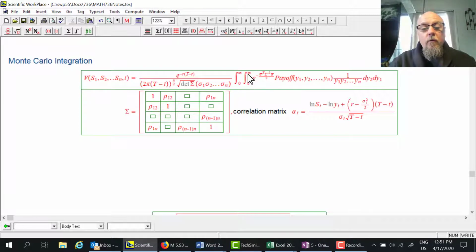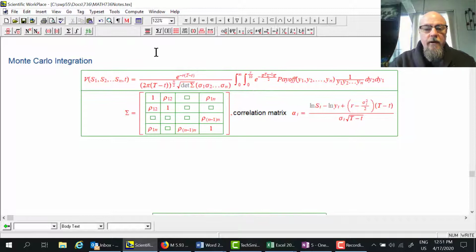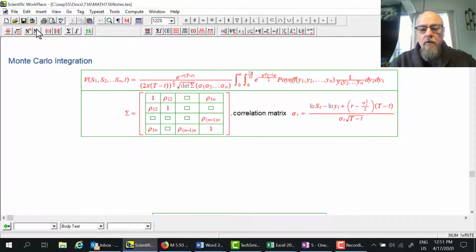We're going from 0 to y2 over 10, right? We're integrating with respect to the y's. No, y1 over 10. And then y1, that's for the Macy's, is going from 0 to, we chose that, or I guess I chose that, to be 100.